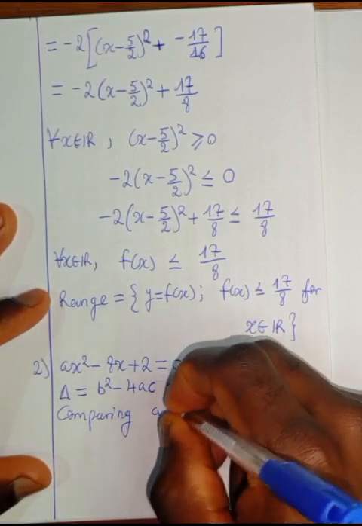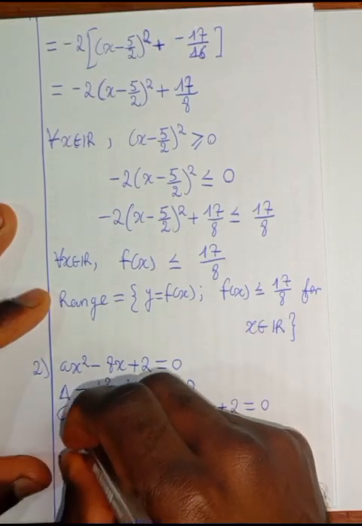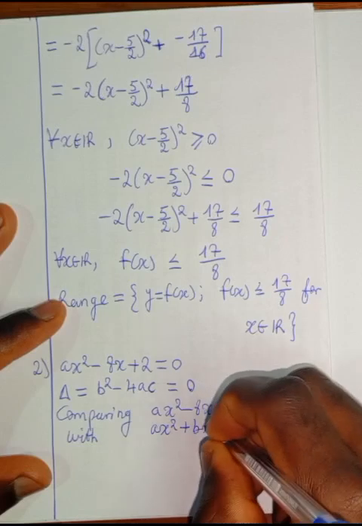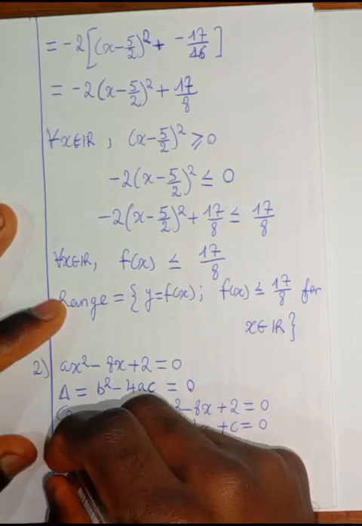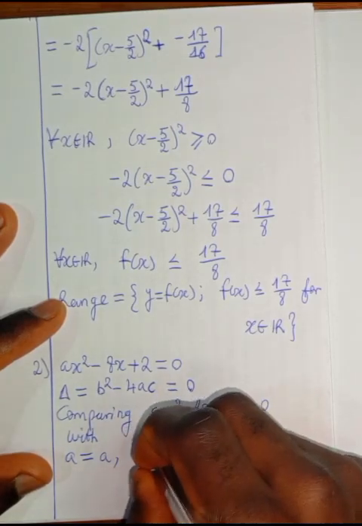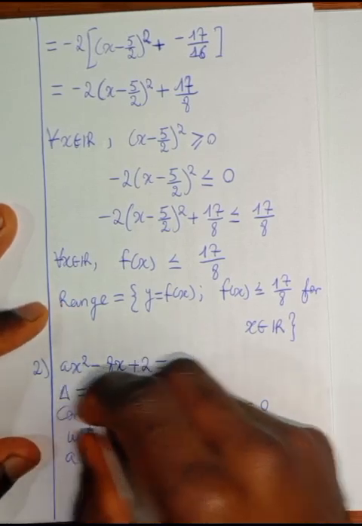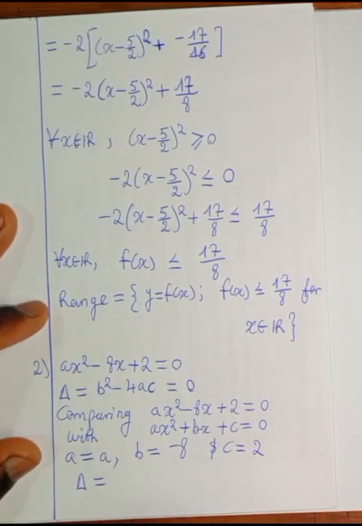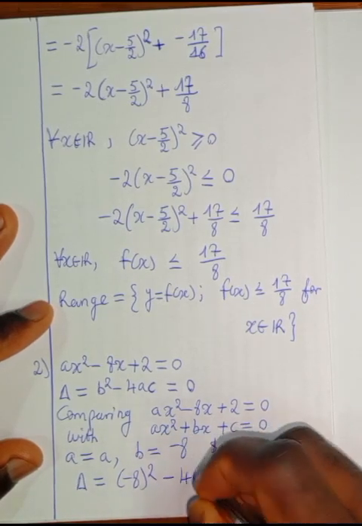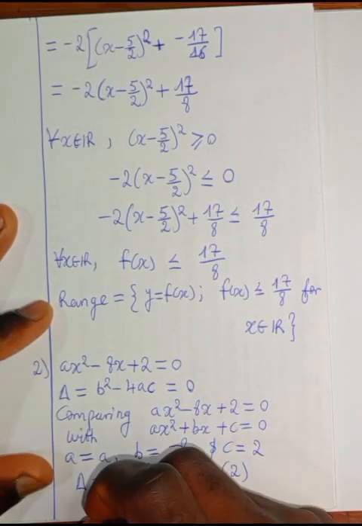If we compare this quadratic equation, ax squared minus 8x plus 2 equal to 0, with the general form of a quadratic equation, ax squared plus bx plus c equal to 0, we have a to be equal to a, b to be equal to negative 8, and c to be equal to 2. So if we make use of the formula for the discriminant, the discriminant is simply equal to negative 8 all squared minus 4 times a, times c, which is 2.